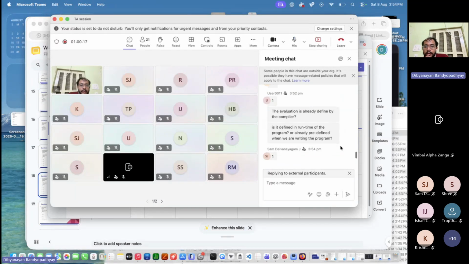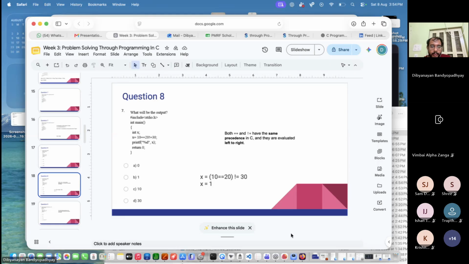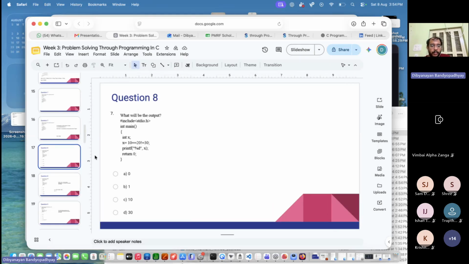The evaluation is already defined by the compiler. Is it defined in the runtime of the program or already predefined when you are writing the program? Evaluation means what? This thing you are talking about is operator precedence. It is done in the runtime.